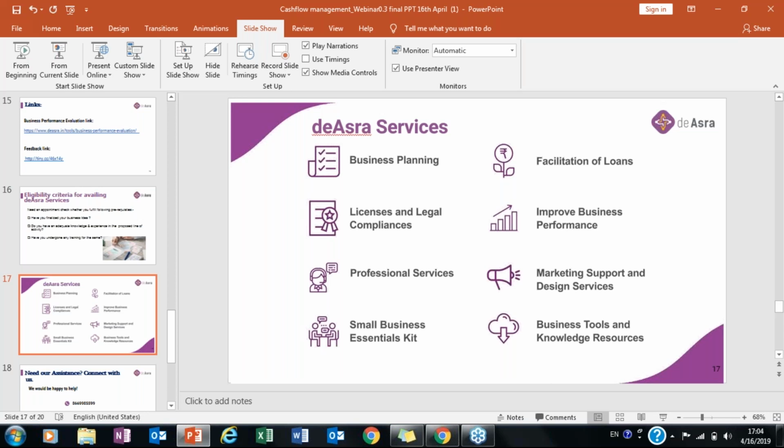So these are some of the tools and templates that we share free of cost with the entrepreneurs if they want access to them. So the Astra Foundation has the following services: business planning, legal licenses, compliances, professional services, small business essential kit, which includes Shop Act, Udyog Aadhaar, FSSAI, mentor consultancy, facilitation of funding, that is the fund-ready proposal creation, improve business performance, marketing support and design services, business tools and knowledge resources. These are the services that the Astra Foundation offers.